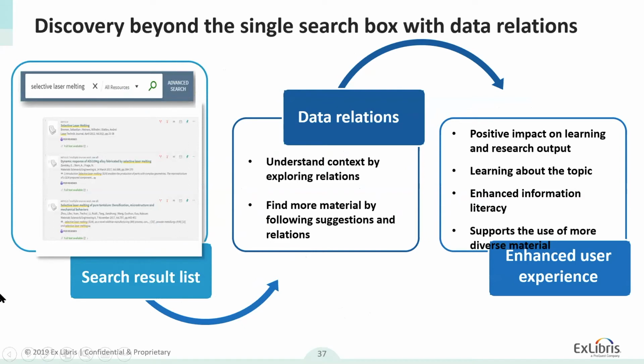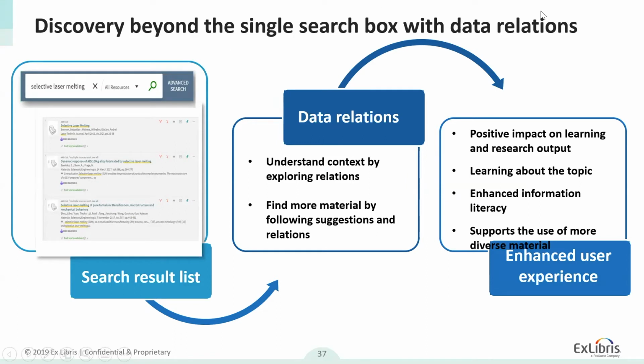So what does it mean for the library patron who's looking for material for coursework or for a research project? The user usually starts with a general search. Based on the search results, they may refine the search, use filters, run a new search, etc. But with the data relations, we now provide an additional entry point for discovery, which is not just about searching. They help the users to understand the context of an item, as well as helping them to find additional material without really having to run new searches.